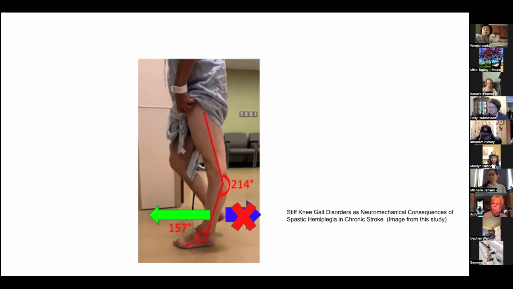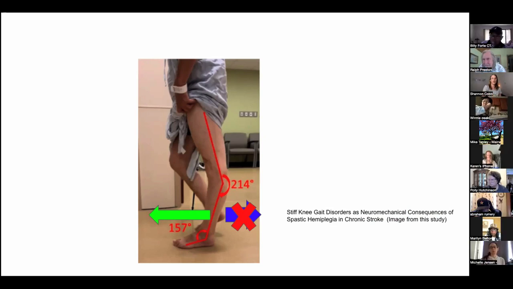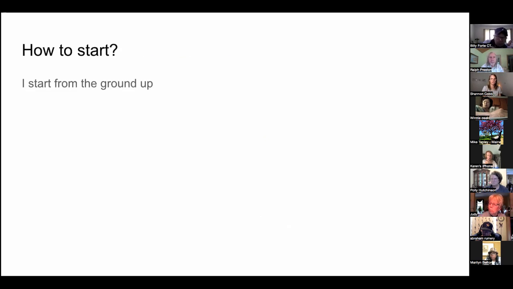So when we're talking about knee hyperextension now for the rest of the time, this is what we're talking about. So when I work with a patient and they're having that knee hyperextension, I generally start from the ground up when I do an assessment. Because generally some of the bigger issues that need to be tackled first are lower down towards the ground.